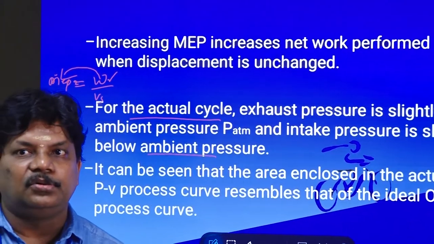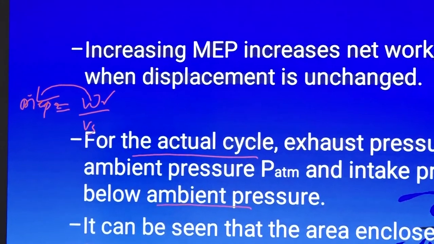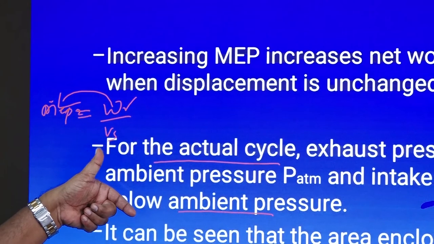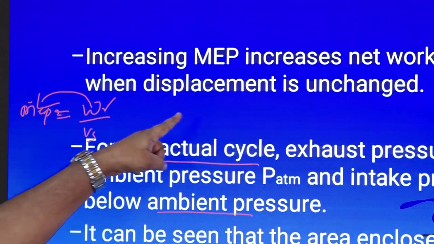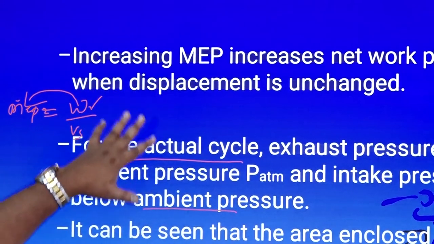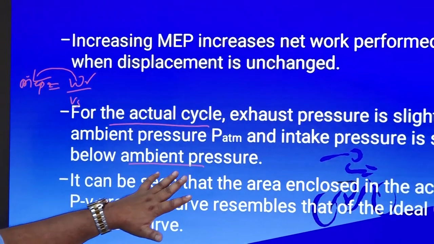These are all statements you will get, and you will be asked which statements are true or which are not correct. So you will get statements like this, all related to mean effective pressure. Increasing MEP increases the net work performed when displacement is unchanged. Only when you know these concepts related to mean effective pressure will you be able to identify which statement is right or wrong.